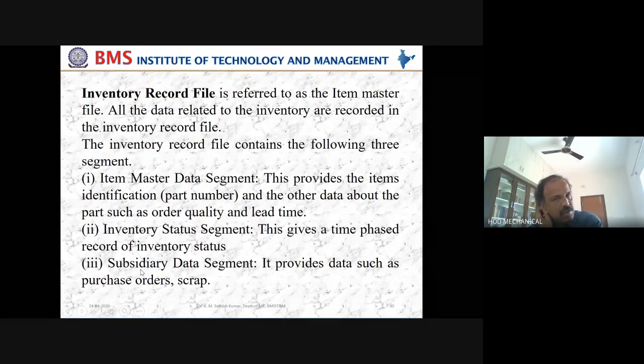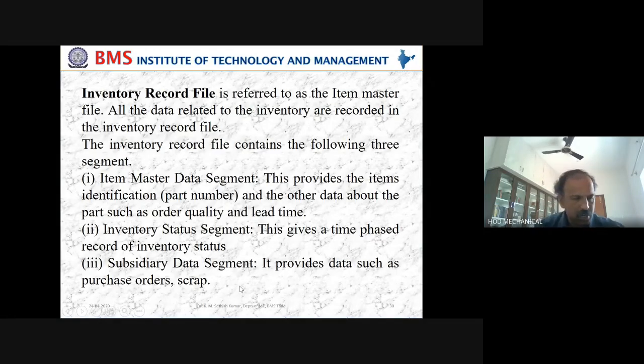Then the last one is the subsidiary data segment. It provides additional data such as the purchase order, the scrap, etc. That means if any loss of the raw material occurs during production, all that data is present in the subsidiary data segment.